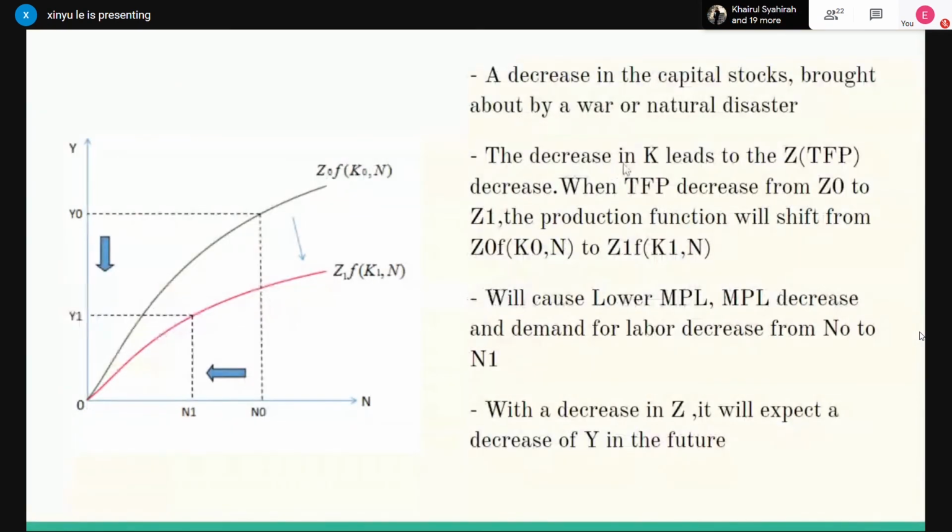A decrease in the capital stock brought about by a war or natural disaster will lead to a decrease in Z, which is a total factor productivity decrease. When TFP decreases from Z0 to Z1, the production function will shift from Z0 to Z1, which will cause a lower MPL. MPL decreases and the demand for labor decreases.